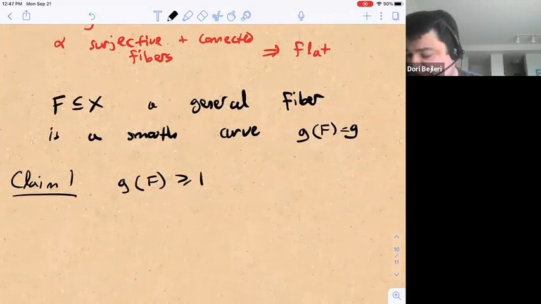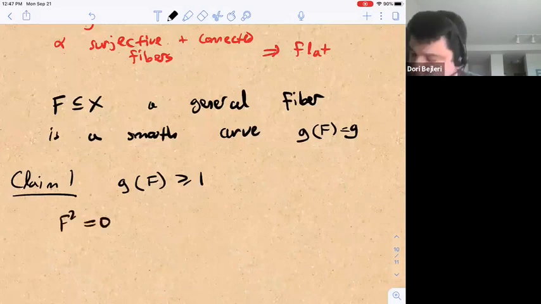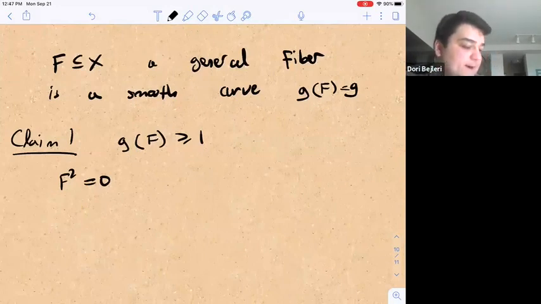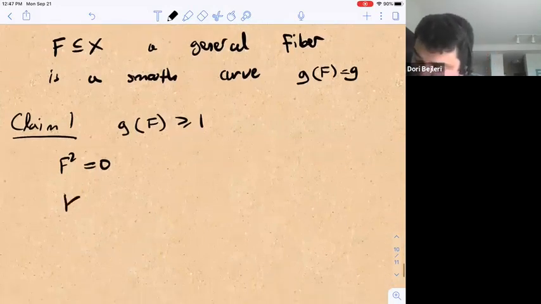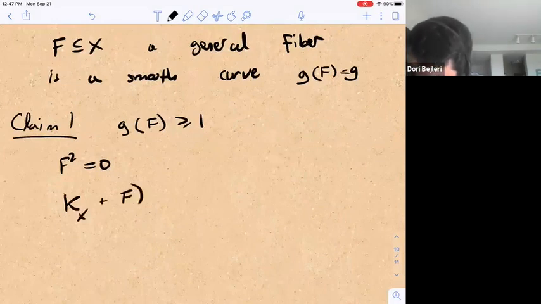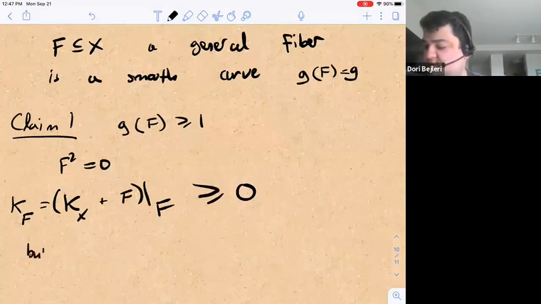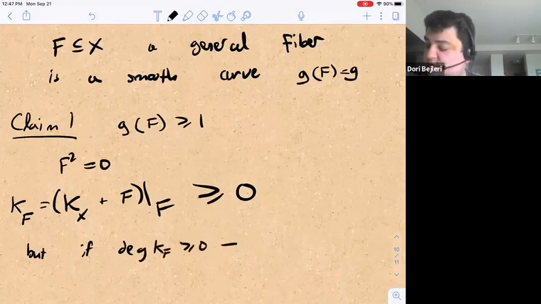And essentially it's just a computation, so we know that F squared is 0 because it's the fiber of some map to a curve. And so now we use adjunction. So we also know that (Kx plus F) intersected with F is the same as the canonical bundle of F. F squared is 0. Kx dot F is greater than or equal to 0 because Kx is nef. So this is greater than or equal to 0. But if the degree of K_F is greater than or equal to 0, then that implies that the genus is greater than or equal to 1.